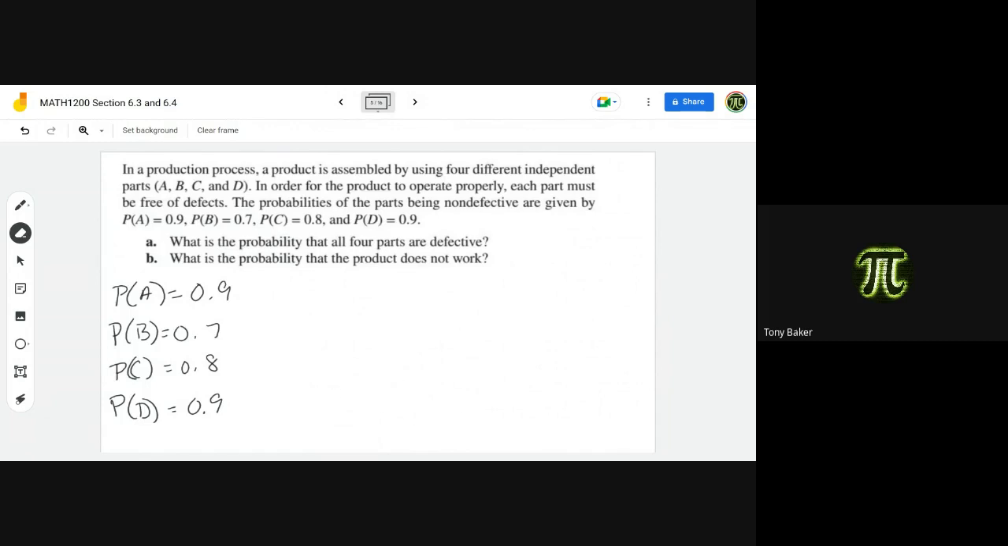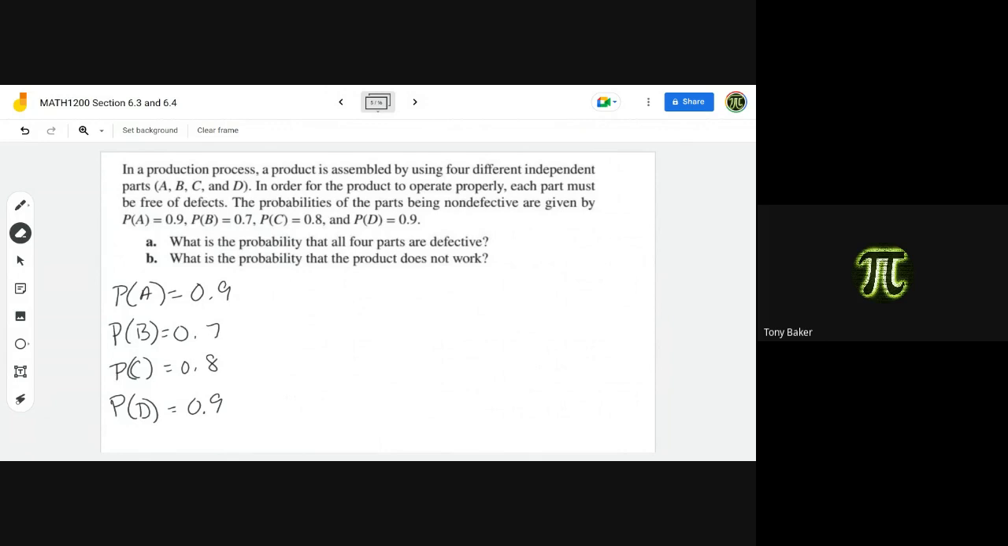What's the probability that the product does not work? For this one, in order for the product to operate properly, each part must be free of defects. So all 4 parts have to be perfect for the product to work. So what's the probability that the product does not work? Well, if I add them all up, I'm going to get over 1, and probability has to be between 0 and 1. So that would not work. How would I figure out the probability that the product does not work?